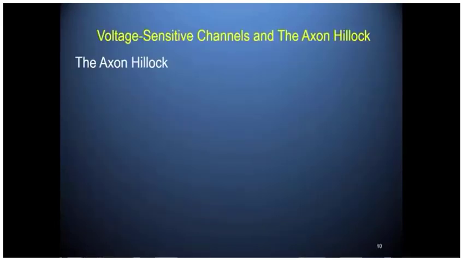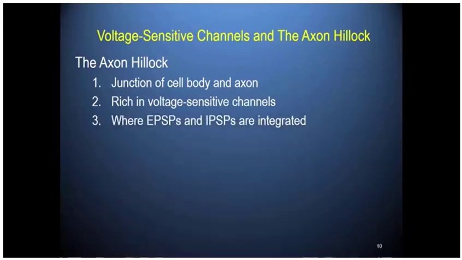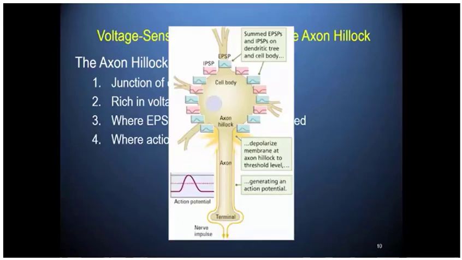So what is the axon hillock? That is where the cell body and the axon are joined. In it, we will find a lot of voltage-sensitive channels, and this is where the EPSPs and IPSPs are integrated. And if at that point the neuron's relative polarity reaches negative 50, you're going to have the action potential initiated. So here's a picture. Hopefully this will help bring it home.